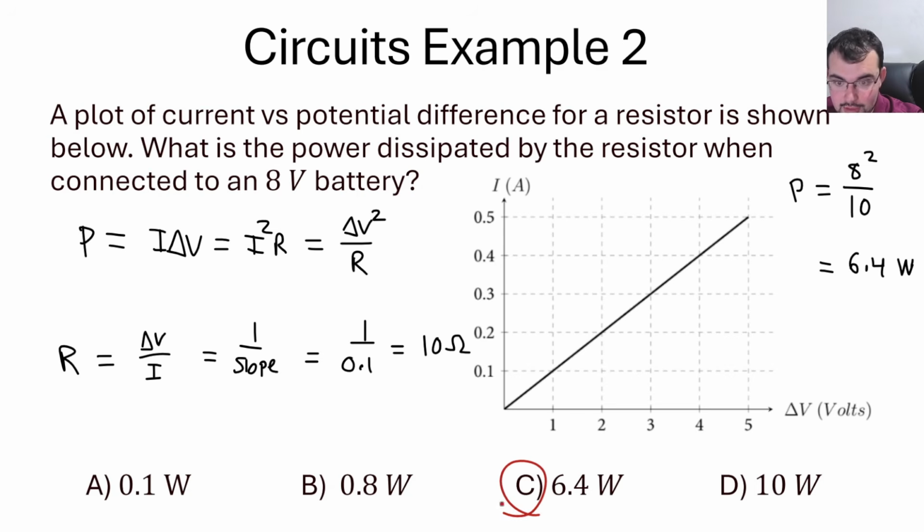Now, an easier way of doing this is, because this is a constant resistance, you could have just extrapolated your graph out and said that when there's 8 volts of potential difference, there would be 0.8 amps of current. So 8 times 0.8, I delta V, gets you the same answer.